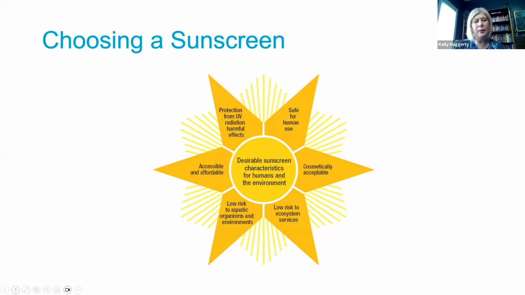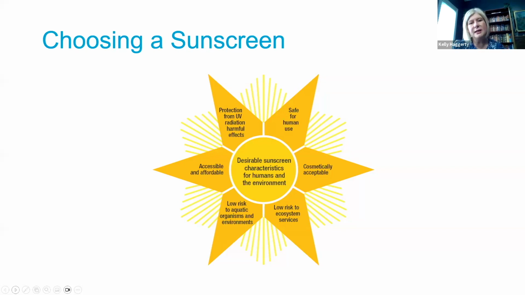You want to look for, when possible, the CDA logo, which is the Canadian Dermatology Association, and look for terms like broad spectrum and the UVA circle logo, which we're going to talk about in a few moments, to help identify products that give you both UVA and UVB protection.